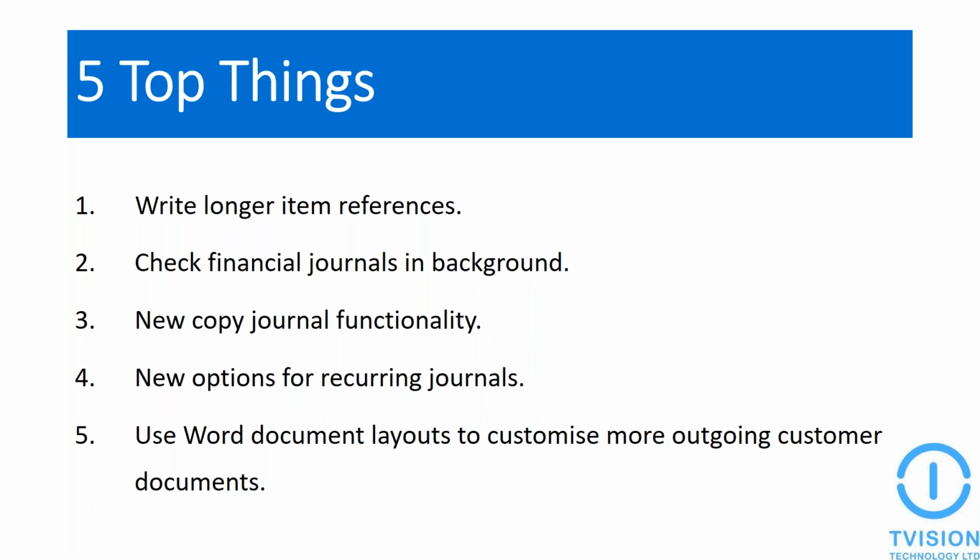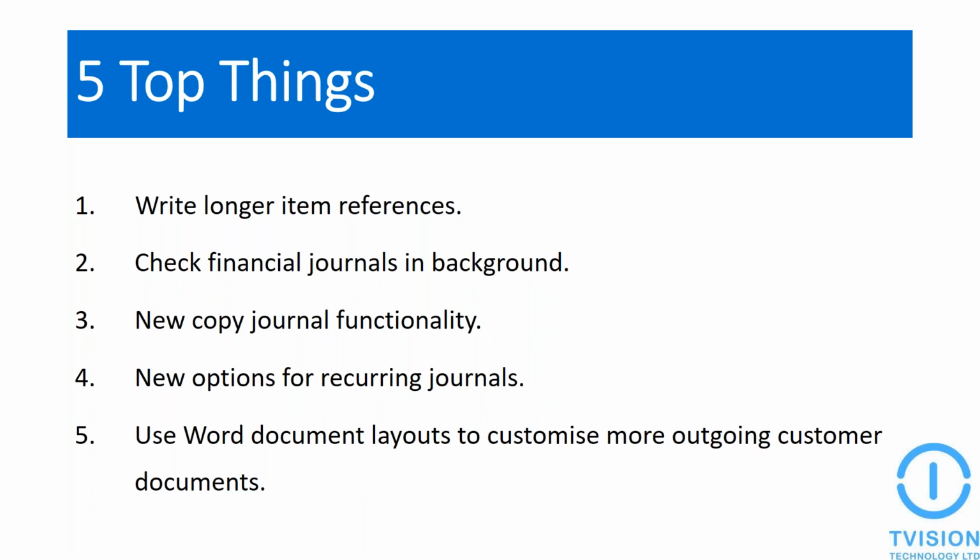Check financial journals in background. On the general journal batch page, you can choose background error check to have Business Central validate financial journals, such as general or payment journals, while you're working on them. When the validation is enabled, the journal check fact box displays next to the journal lines and will show issues in the current line and the whole batch.